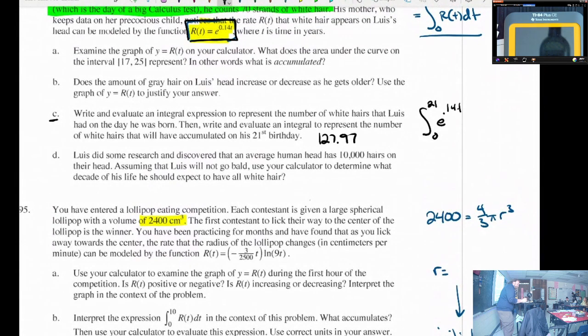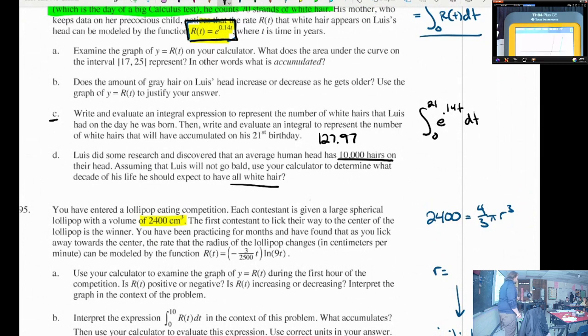The reason why you don't need to worry about an initial condition is because your initial condition is 0. Let's assume he had 0 gray hairs on his 0th birthday. So from 0 to 21, you can just evaluate that. That'll tell you how many gray hairs he has. Question D is kind of bonkers. It's going to show you the process to go through it. Question D is asking, if the human head has 10,000 hairs, then how long will it be till he actually has all white hair if he doesn't go bald first?